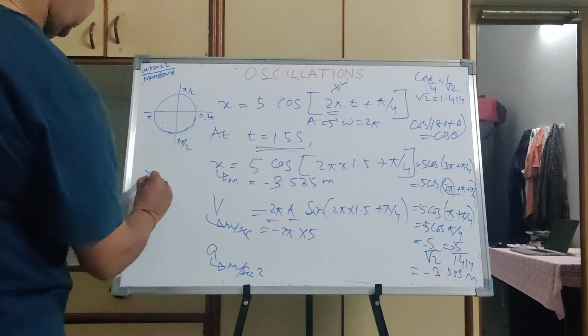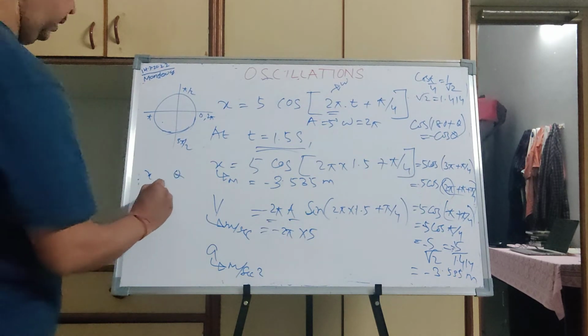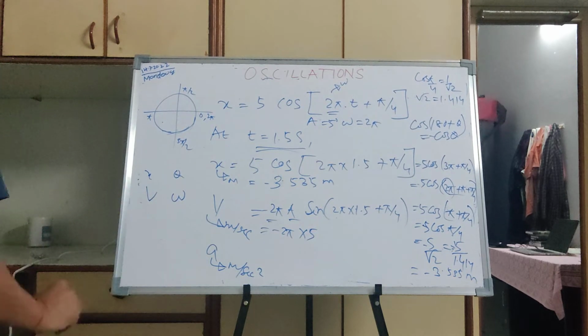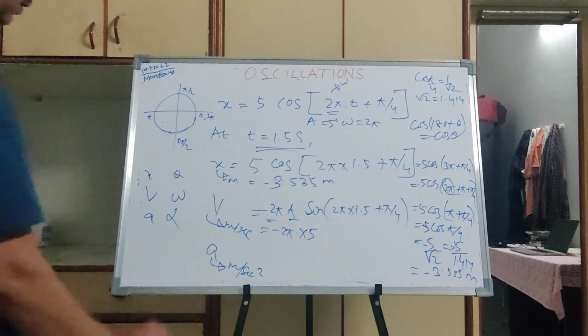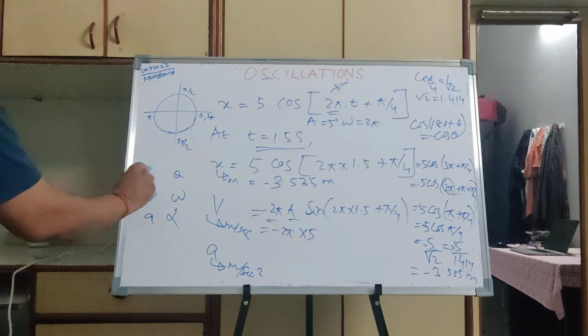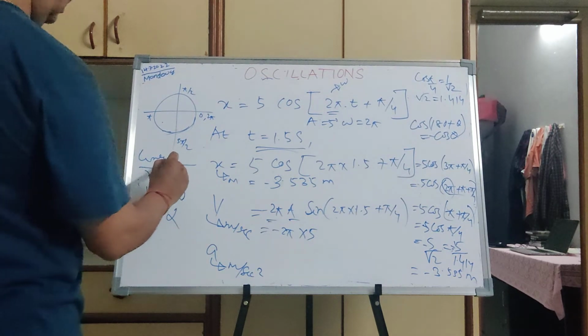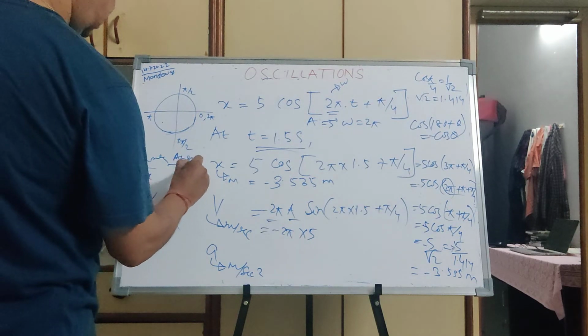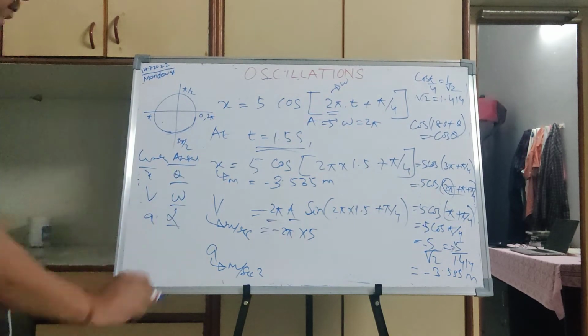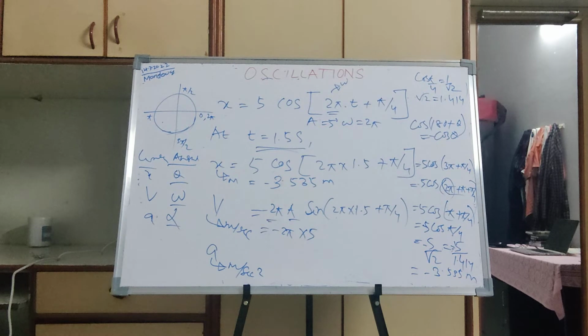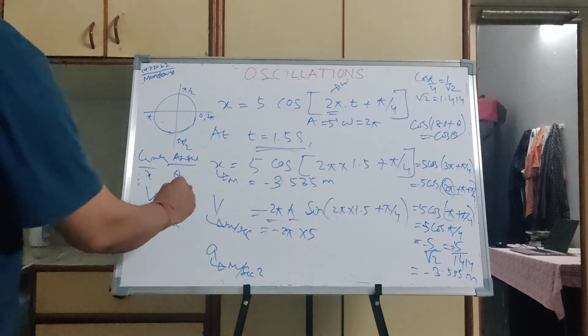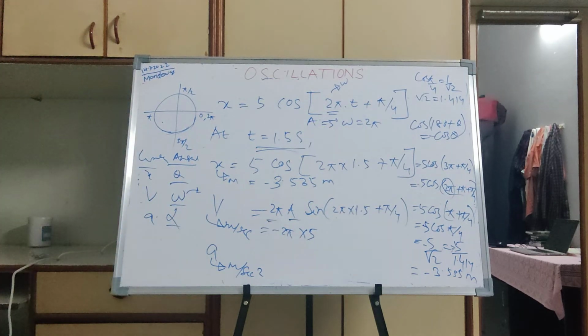See, x, theta; v, omega; and acceleration a, alpha. So in linear motion it is x, v, and a. In angular motion, it is theta, omega, and alpha. So omega is your angular velocity.